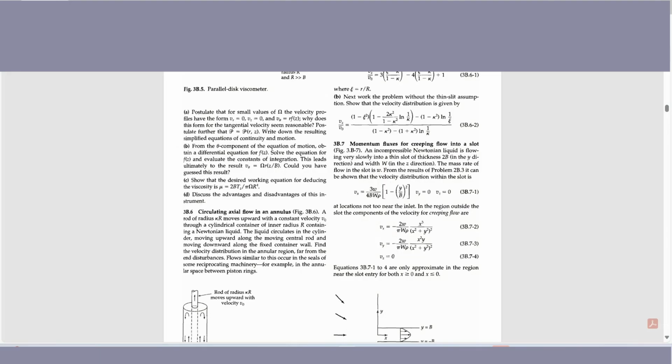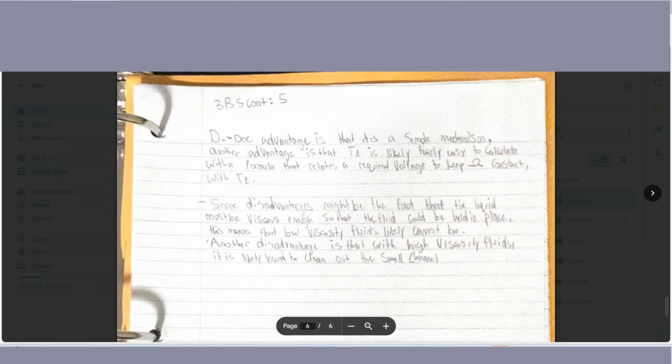So, advantages and disadvantages. One advantage is that it's a single mechanism, and another advantage is that tau z is likely easier to calculate with a formula that relates the required voltage to keep theta constant with tau z, which is probably going to be an amperage. But yeah, it's probably a pretty simple mechanism.